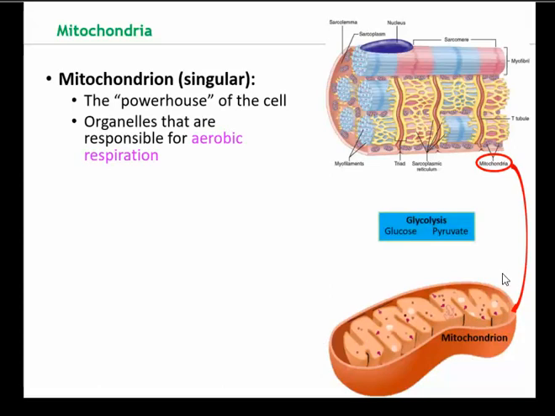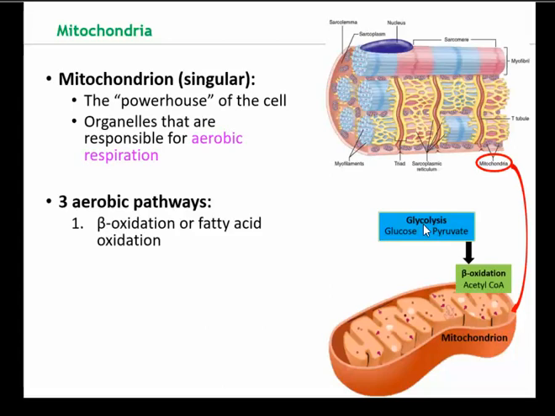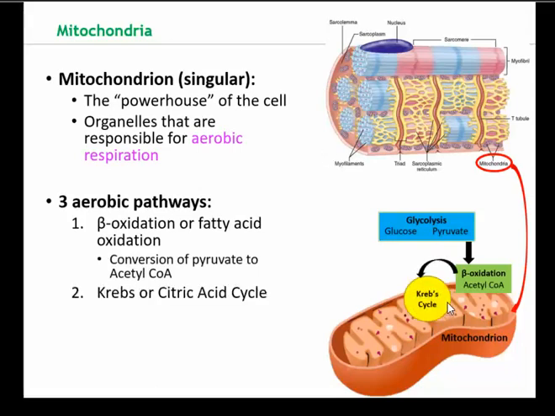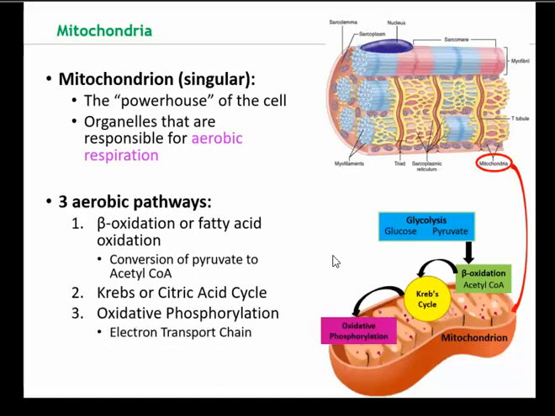Glycolysis, which we know takes glucose and turns it into pyruvate, occurs outside the mitochondria in the sarcoplasm, or cytoplasm, which is the surrounding part of the muscle fiber. And then we'll talk about beta oxidation, which is the oxidation of fatty acids, which produces acetyl-CoA. And then the Krebs cycle, the citric acid cycle, occurs in the mitochondria. Oxidative phosphorylation, or the electron transport chain, also occurs here.